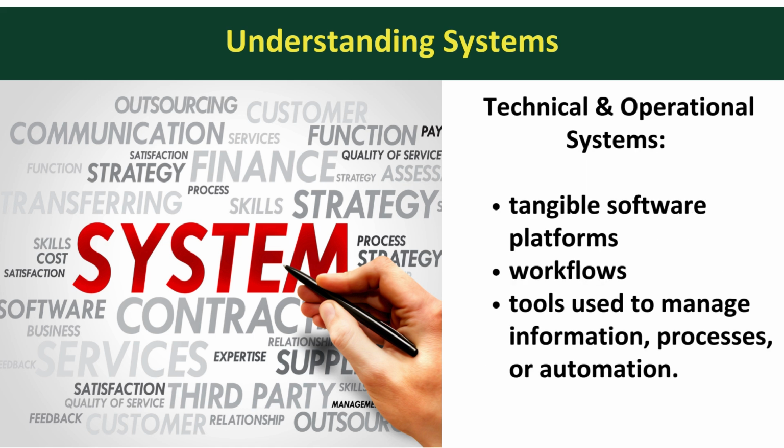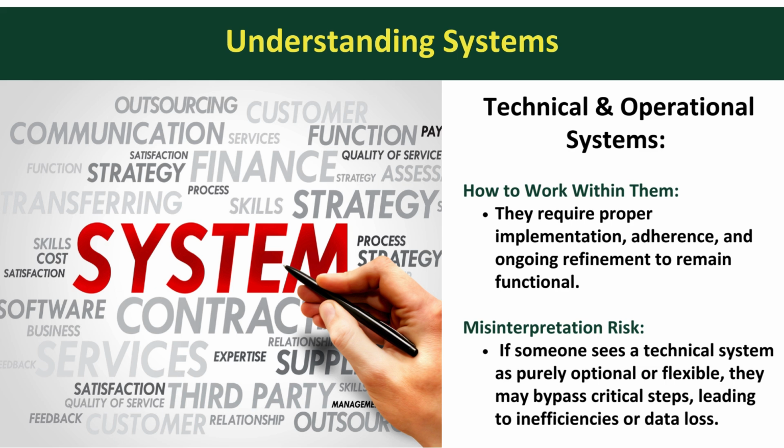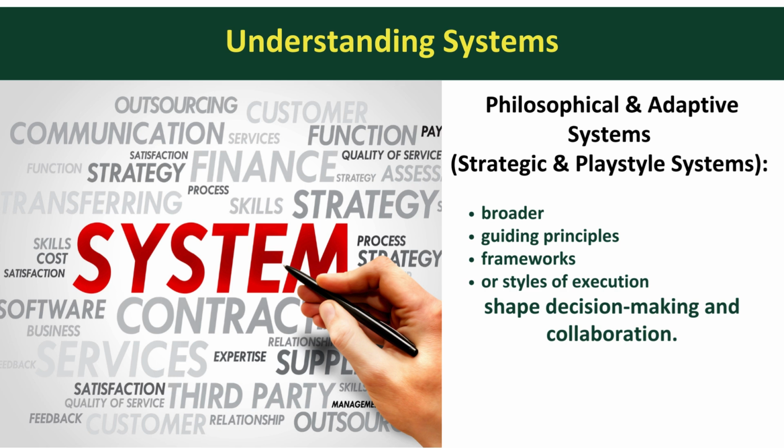B. Technical and operational systems. These include tangible software platforms, workflows, and tools used to manage information, processes, or automation. Examples: enterprise management systems, EMS, Deltek Vantagepoint, project tracking software, IT infrastructure. How to work within them: they require proper implementation, adherence, and ongoing refinement to remain functional. Misinterpretation risk: if someone sees a technical system as purely optional or flexible, they may bypass critical steps, leading to inefficiencies or data loss.